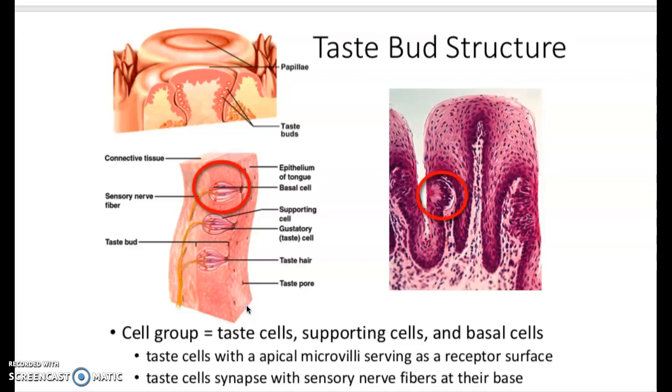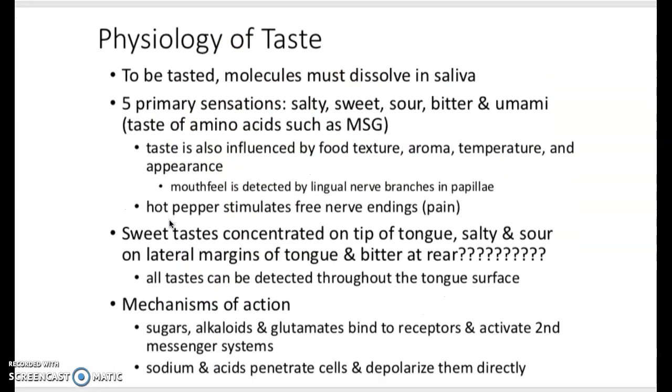So this is like the outside of your tongue, and there are little pores in here that allow chemicals to go in, and then the taste cells can send that information to the brain here. So in order for things to be tasted, you need to have saliva, so the molecules must be dissolved. There are 5 primary sensations. You guys are probably familiar with these. Umami is like that taste of amino acids, and kind of that like fullness.